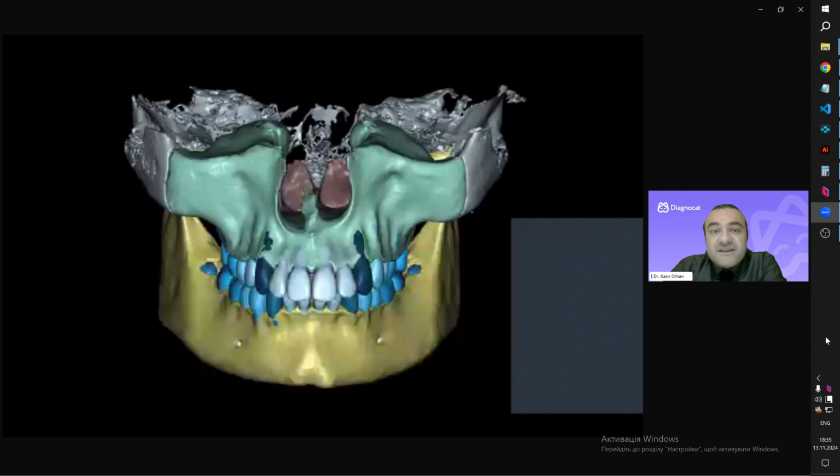We can also detect the fenestrations and the dehiscence due to the orthodontic application. See how nicely the dehiscence and the fenestrations on the bone can be detected by the DiagnoCat itself.